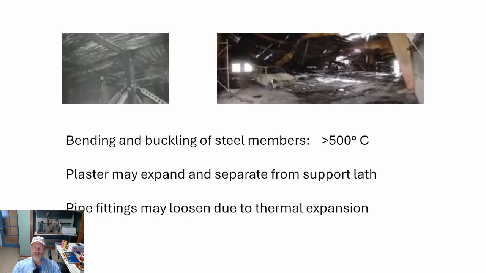Bending and buckling of steel members. I mentioned before in another video that typically structural engineers use 550 degrees Celsius as the threshold for zero strength. So you're going to have buckling at greater than 500 degrees Celsius material temperature. And one thing I've noticed when you do the heat transfer equations, in terms of both convective and radiative heat transfer into steel, is that you have a very, very fast rise time.